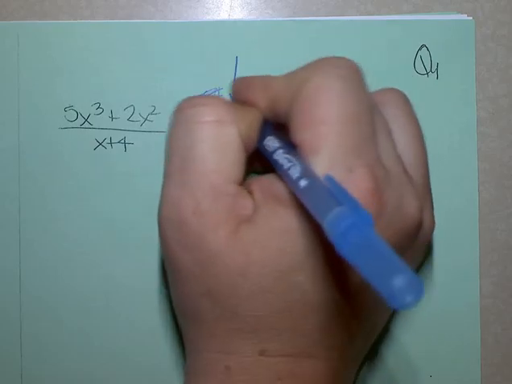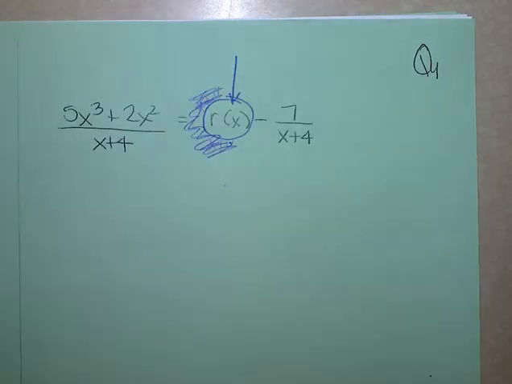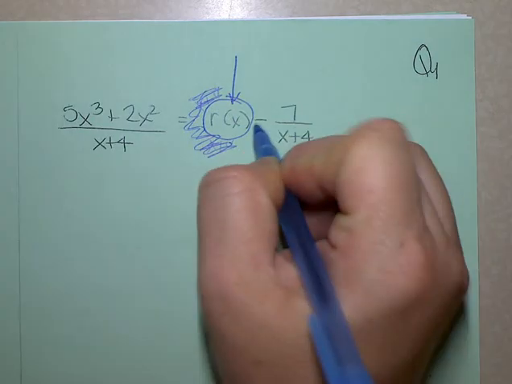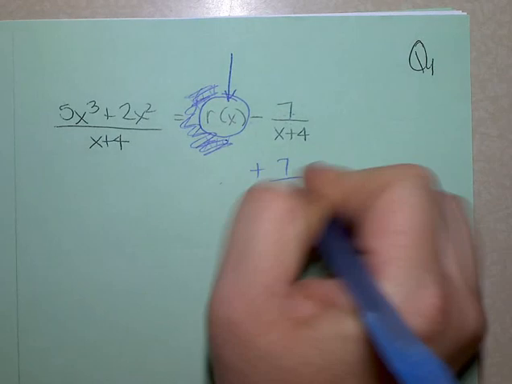So if you isolate this, what do you have to get rid of? You have to get rid of this. Now, right now it's negative. How do we get rid of it? We add it to the opposite side.